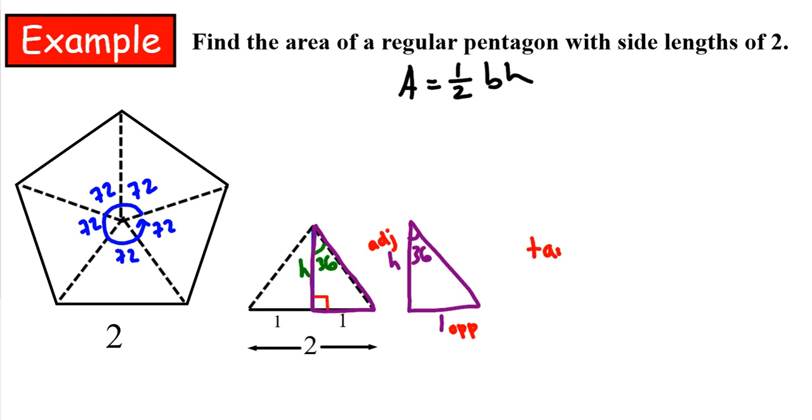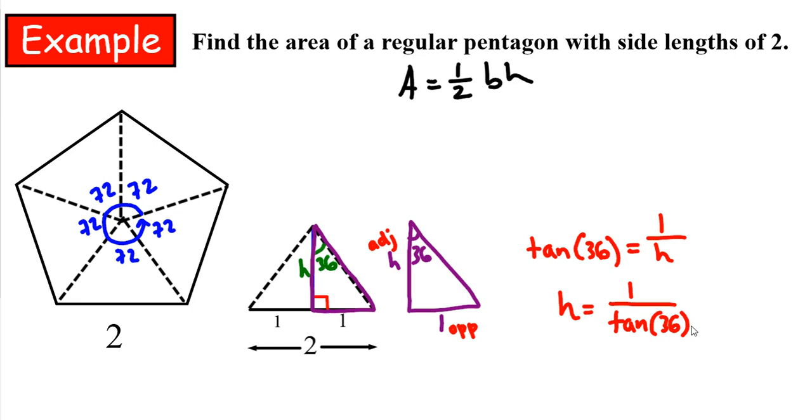The tangent of my 36-degree angle equals my opposite, which is 1, divided by my adjacent, which is h. If I solve for h by multiplying up here and then dividing by the tangent of 36 down, I get that h is 1 divided by the tangent of 36. And then I grab a calculator and I type in 1 divided by the tangent of 36.